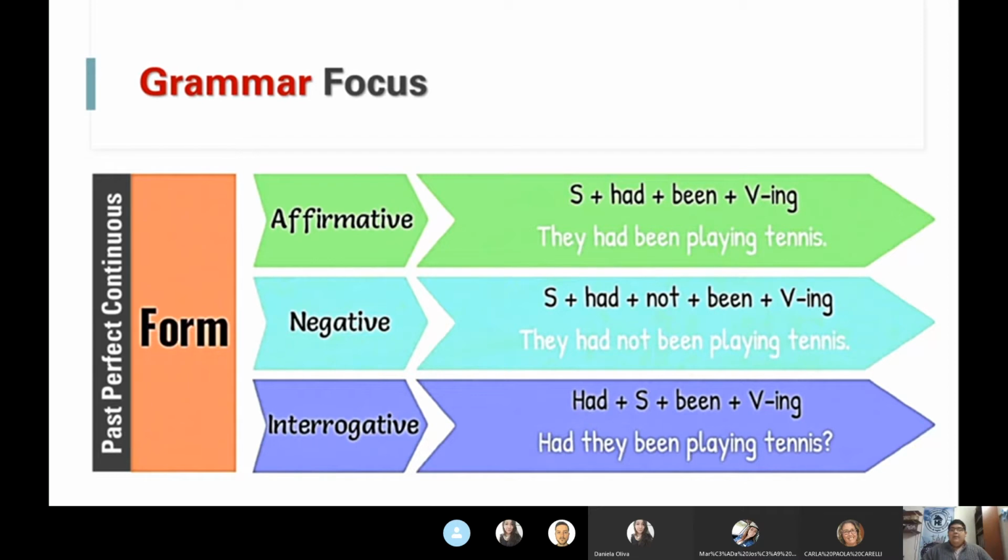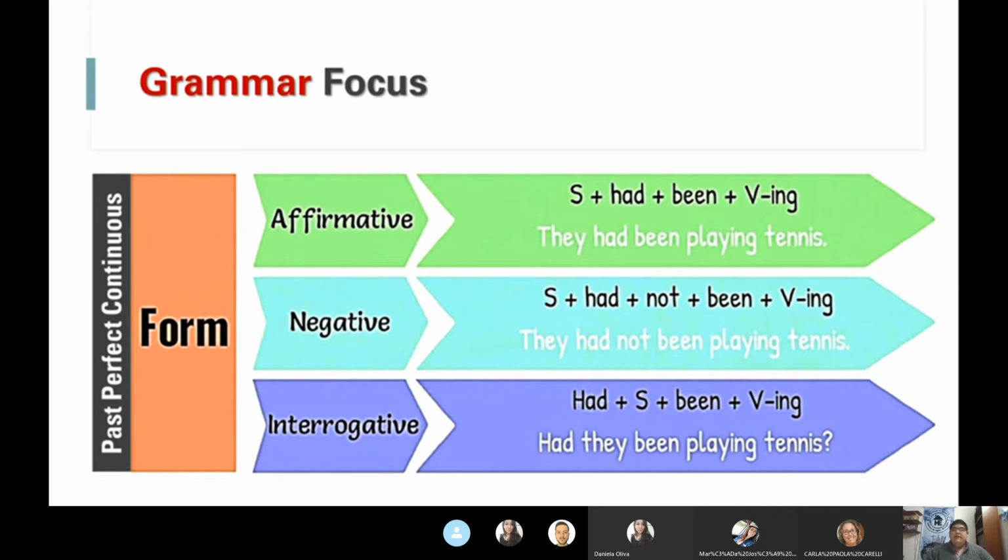In negative, we have had not or hadn't. Yes, had not or hadn't. They had not been playing tennis. And then we have the questions or the interrogative form, yes? Had they been playing tennis?